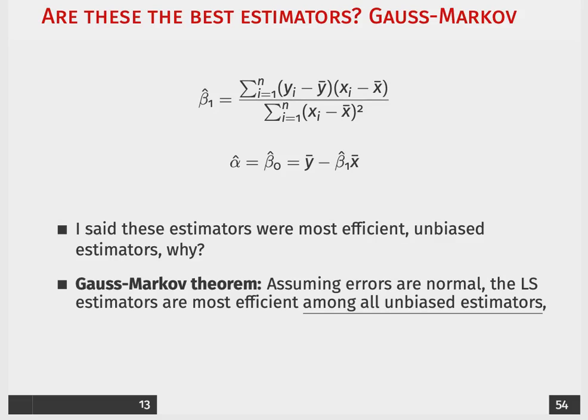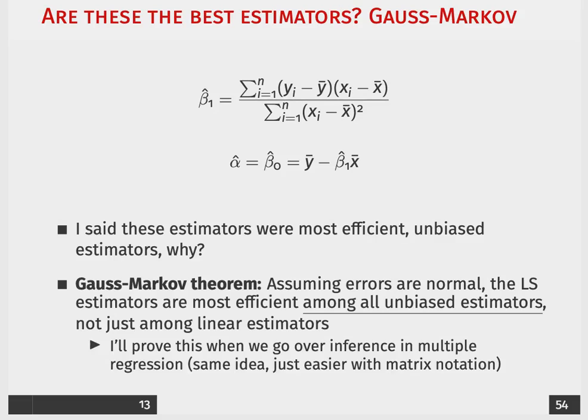Given that, the least squares estimators are efficient among any other unbiased estimator that we wanted to use, not just among linear estimators, which is pretty impressive. And again, I don't want to go into this too much because a bunch of smart people have spent a lot of time doing this, but I'm going to prove this to you again when we go over multiple regression. It'll be the exact same idea. I'm just going to do it then in matrix notation instead of this drawn out y subscript i notation. But it'll be the exact same principle.